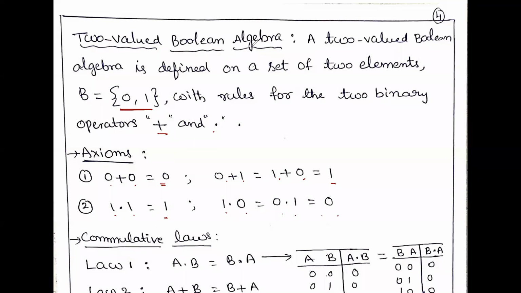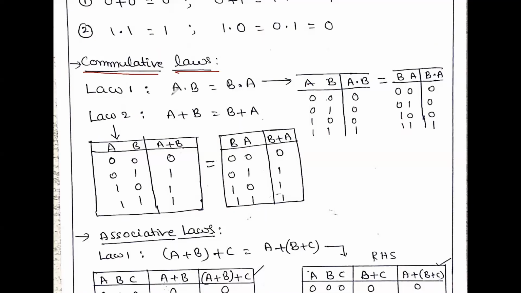Now let us move to the commutative law. We should verify these commutative laws with the help of the truth tables. The first commutative law is over dot, the second one is over the plus operator. Suppose we take the first law, LHS equal to RHS, we can prove it with the help of the truth tables also for the same set of elements 0 and 1.